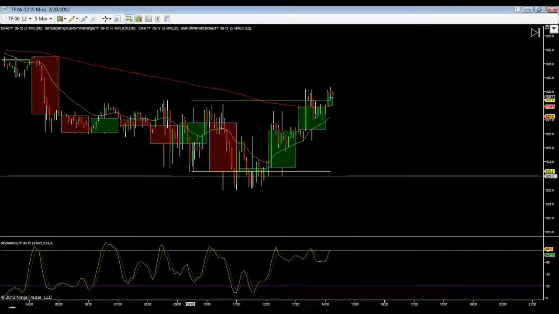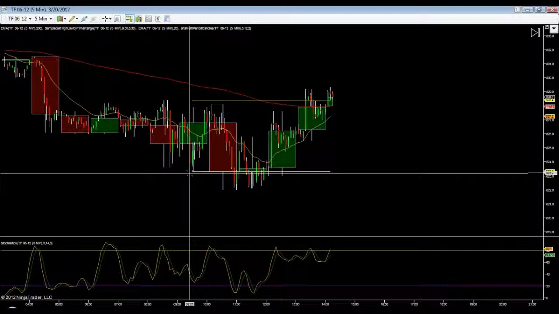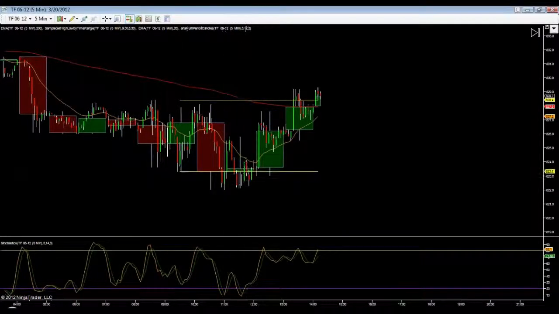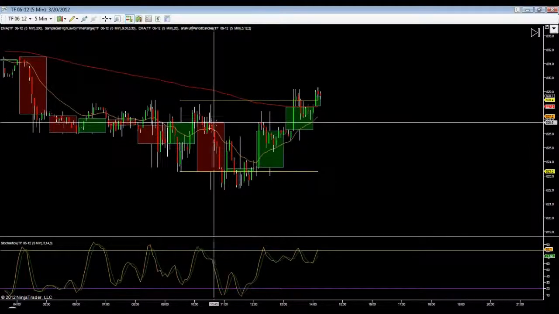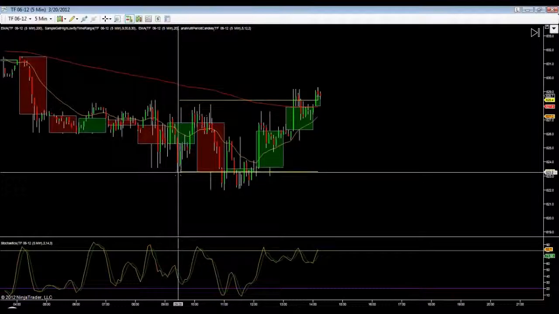So I tend to mentally see that as more of a weakness, and I don't really want to try and step into that. So I just wait for more of a confirmation, and wait for the tag, or play a trade into the tag of that previous low.